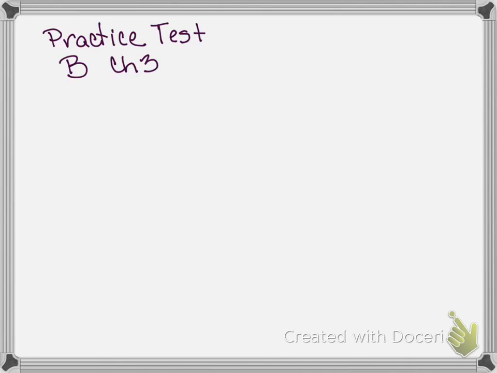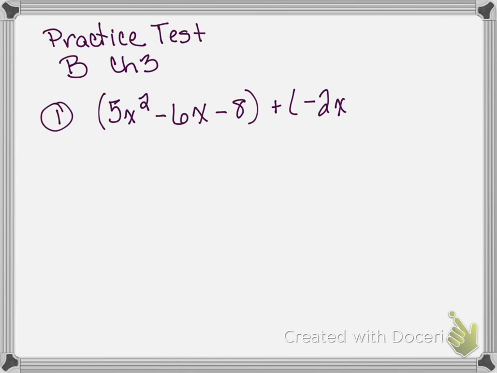So number one, we have 5x squared minus 6x minus 8 plus negative 2x squared minus 8x plus 9. Now, what happens in this situation is that students forget that this is addition. They forget that this is addition and they start wanting to multiply. They kind of want to start foiling. But pay attention to that plus sign right there because all we're doing is adding. That's all we're doing right here.